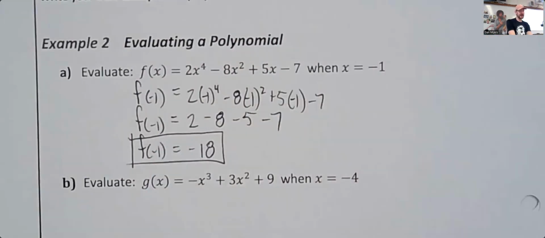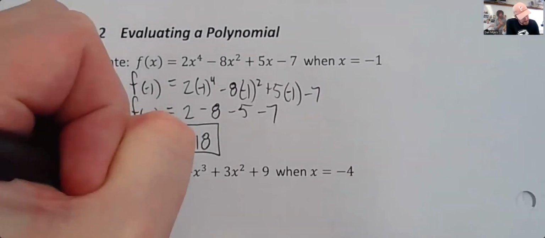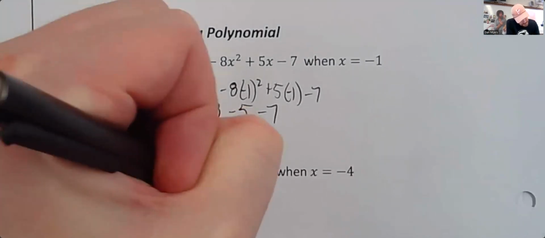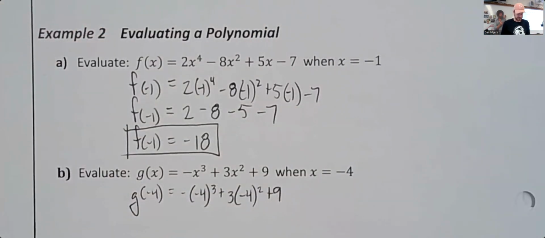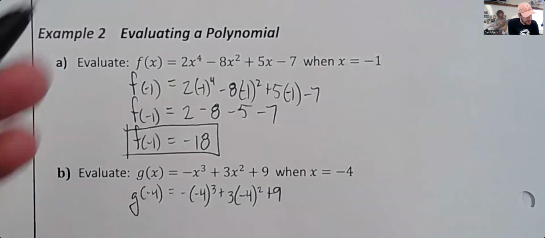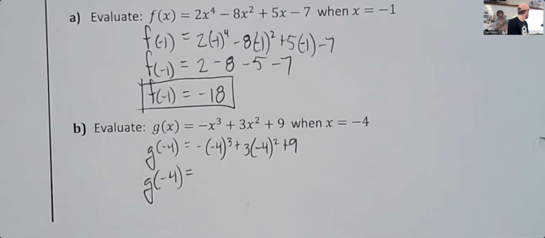All right, let's move on to this one. Actually, do that one on your own. Evaluate g of x when x equals -4. I'm not going to give too much time for this. Anybody have an answer yet?